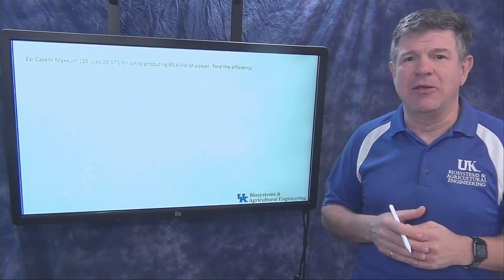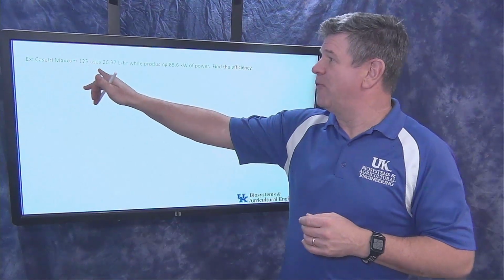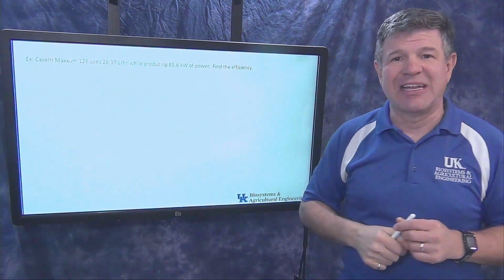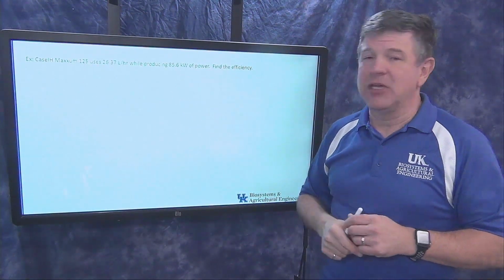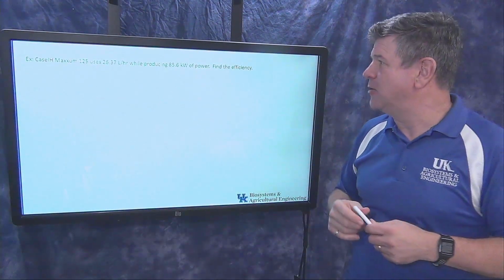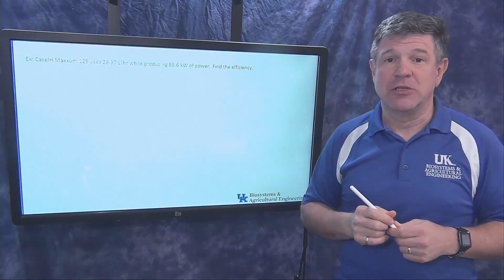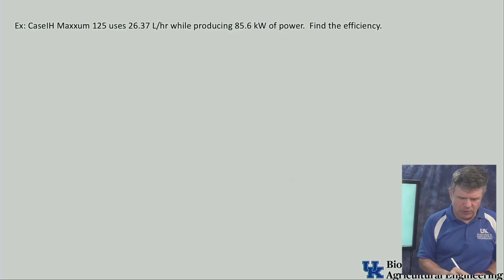Let's do SI units this time so we have some practice. So that Case Magnum 125, it says that it uses 26.37 liters per hour while producing 85.6 kilowatts of power. So that's about a 125 horsepower tractor. That's what that converts to. So find the efficiency. Okay, so again, first thing we have to do is find that fuel equivalent power.